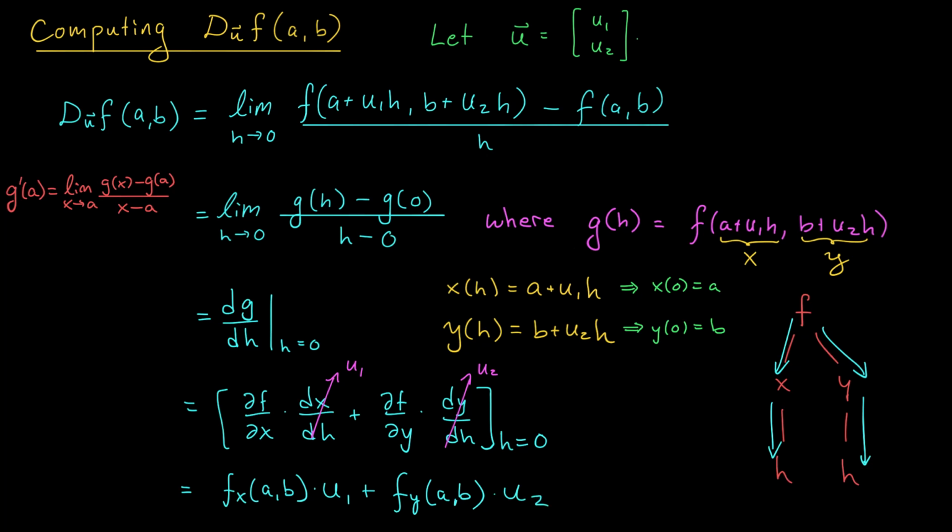Okay, at this point, folks, we have to take a step back and appreciate what we've just done. We've taken this expression, this gross limit for our directional derivative, and we've rewritten it in terms of quantities that we know. We know how to compute these partial derivatives, and we're given the constants u1 and u2. If we combine the partial derivatives and the components of u in this way, we get the directional derivative of f in the direction of u at (a, b).